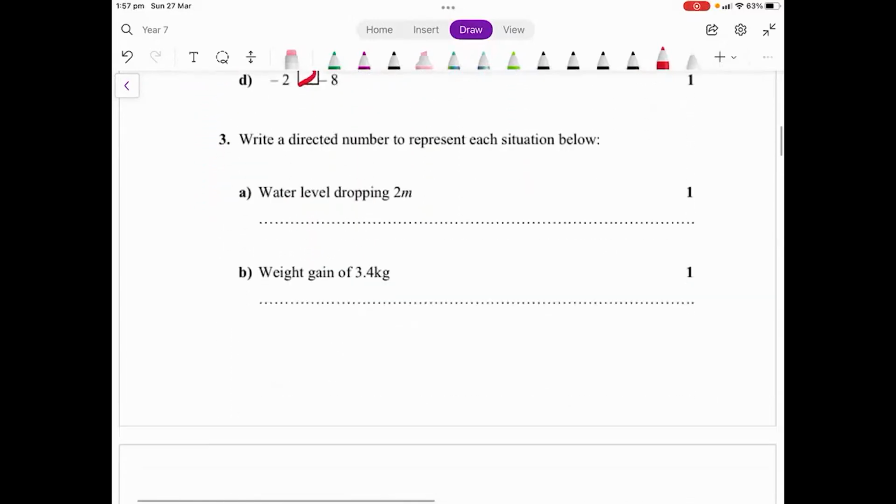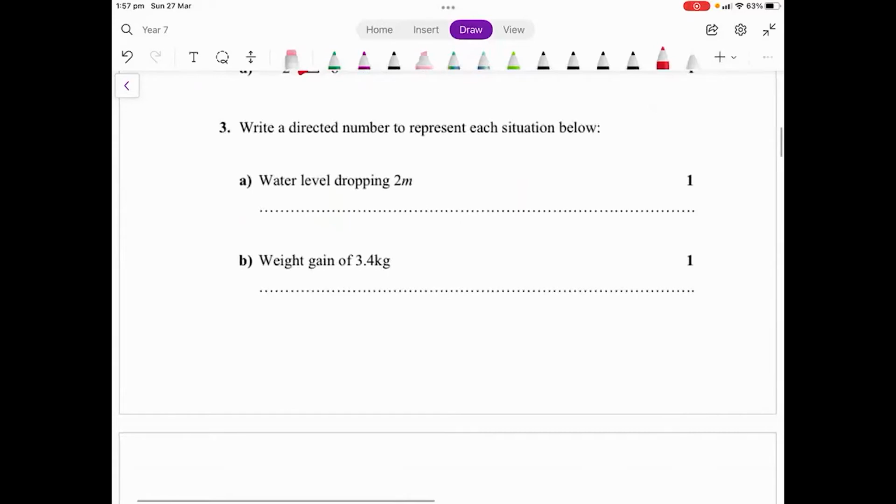Question 3. We're going to use the same numbers that are given to us in the question. We just have to add a plus or a minus depending on whether the word means a positive or a negative. So first question, it says the water level is dropping 2 meters. Dropping means down. We associate that with negative, so we write -2 for this one. Weight gain of 3.4 kilos. Gain we associate with increase or positive, so we write +3.4 or just 3.4 for that one.